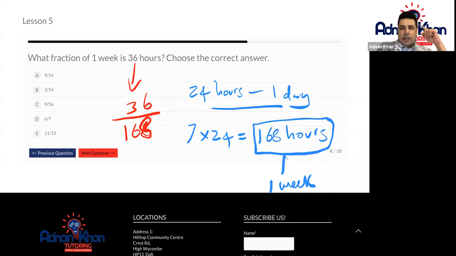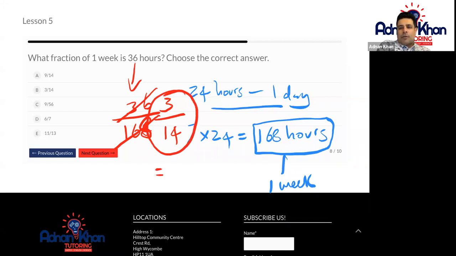So what numbers can go into 36 and 168? This takes a little bit of time. With a pen and paper or a pad, you really have to hone your working out skills. You really have to do a lot of working out for these questions one by one. So let's try this. How many times can 12 go into 36? 12 goes into 36 3 times, because 3 times 12 is 36. 12 goes into 168 14 times.